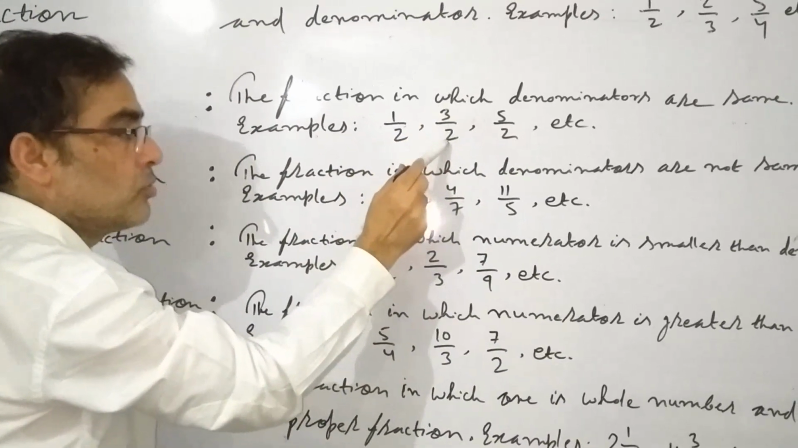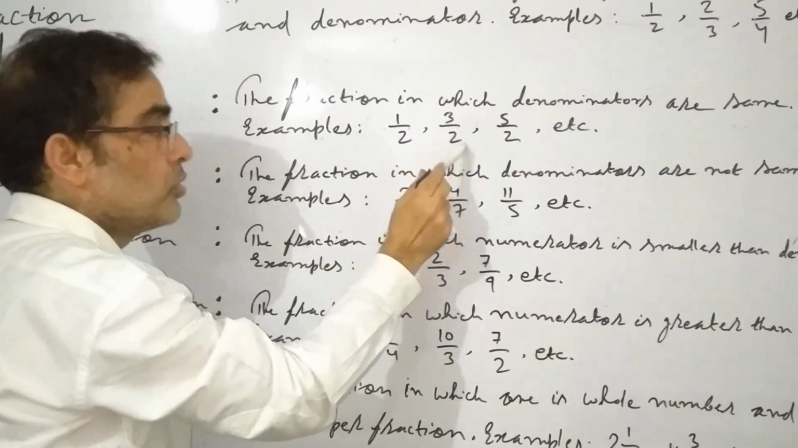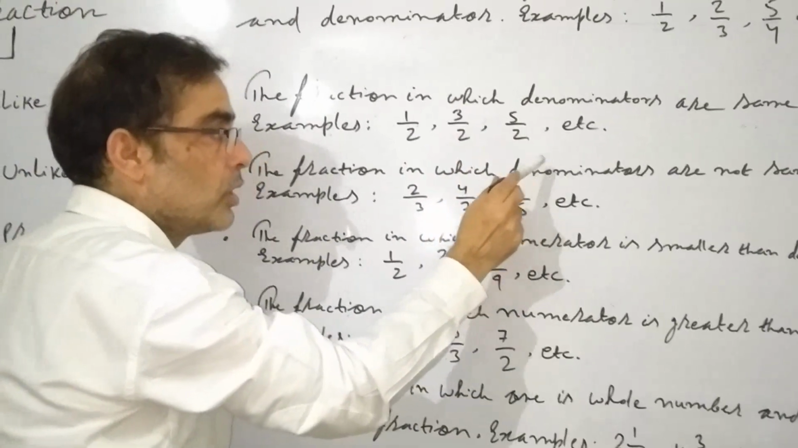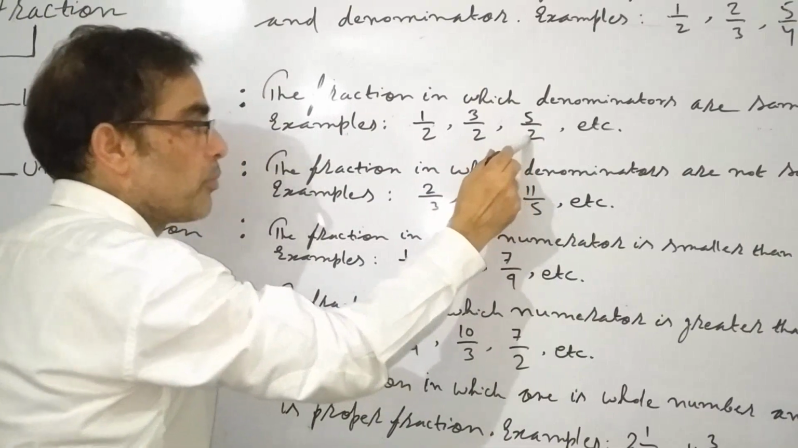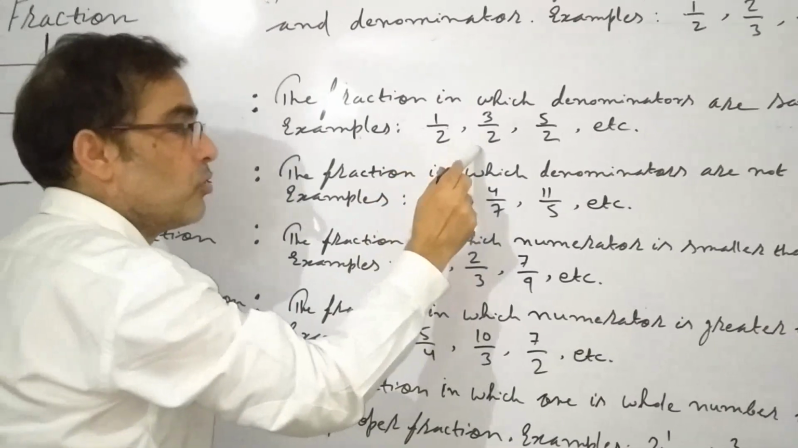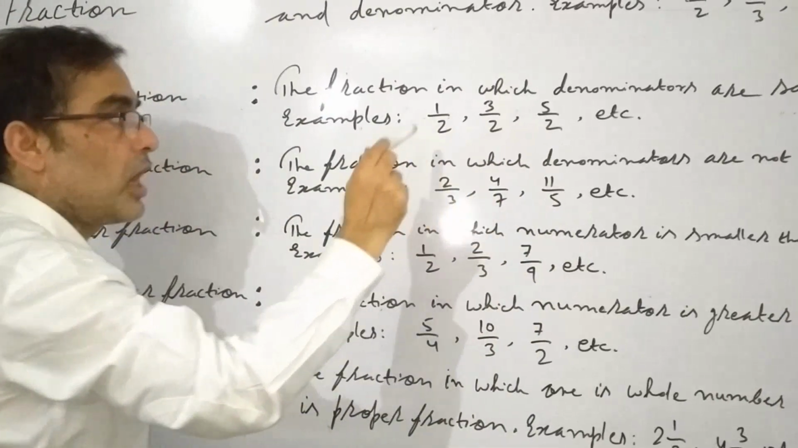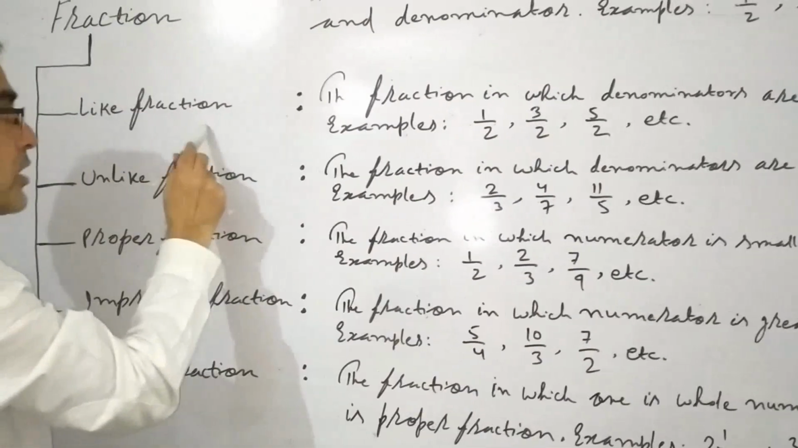Here you are seeing in 1 by 2, the denominator is 2. In 3 by 2, the denominator is also 2. In 5 by 2, the denominator is also 2. In these three examples, there is only denominator 2. So these examples are of like fractions.